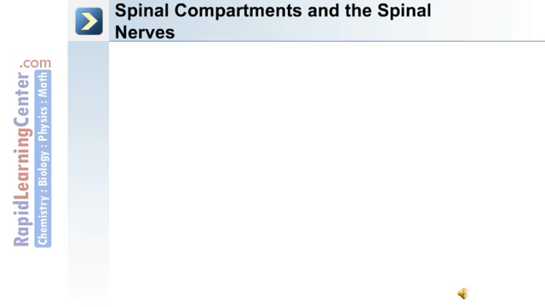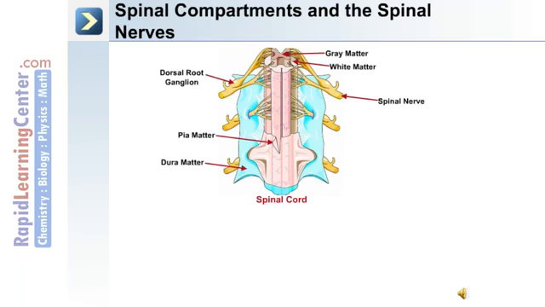Spinal compartments and the spinal nerves. This image depicts a spinal cord, including the dura mater and pia mater coverings, the gray matter and white matter. Also the spinal nerve. The dorsal root ganglion is attached to the spinal nerve as well as the ventral root.